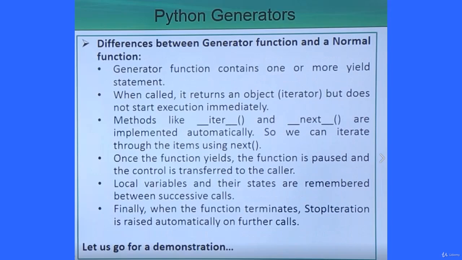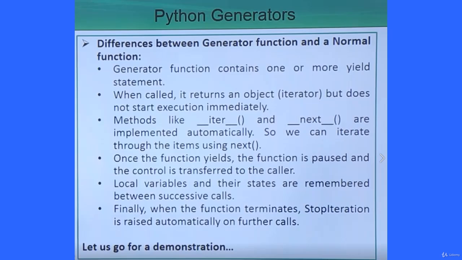Difference between the generator function and a normal function. What is the basic difference between a normal function and a generator function? A generator function contains one or more yield statements. When called, it returns an object, the iterator, but does not start execution immediately. Methods like the __iter__ method and __next__ method are implemented automatically in our generators.